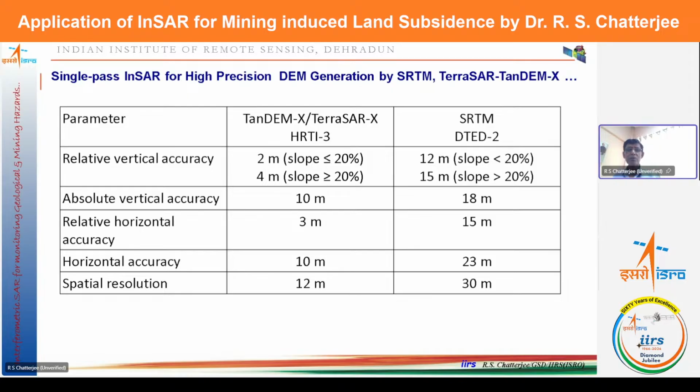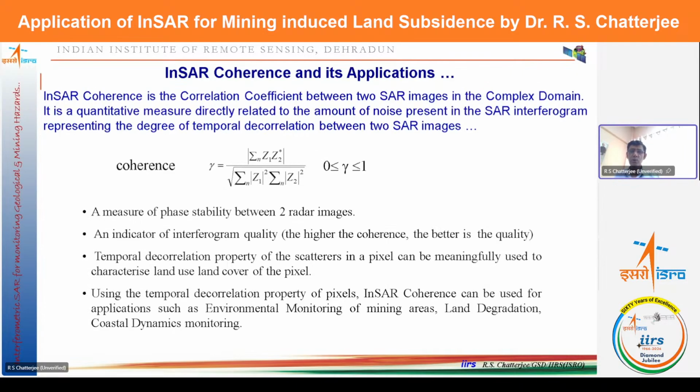Similarly, this interferometric SAR coherence is also very, very important in some of the mining related applications and other environmental monitoring applications, as well as in case of coastal dynamics, land use cover mapping. Then what is InSAR coherence? InSAR coherence is the correlation coefficient between two SAR images in complex domain. And this is the formula like this. It is a quantitative measure directly related to the amount of noise present in the SAR interferogram.